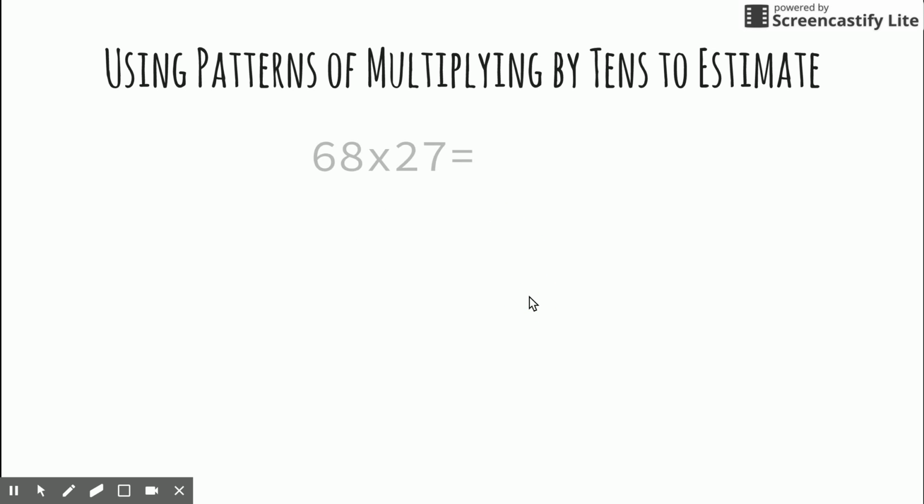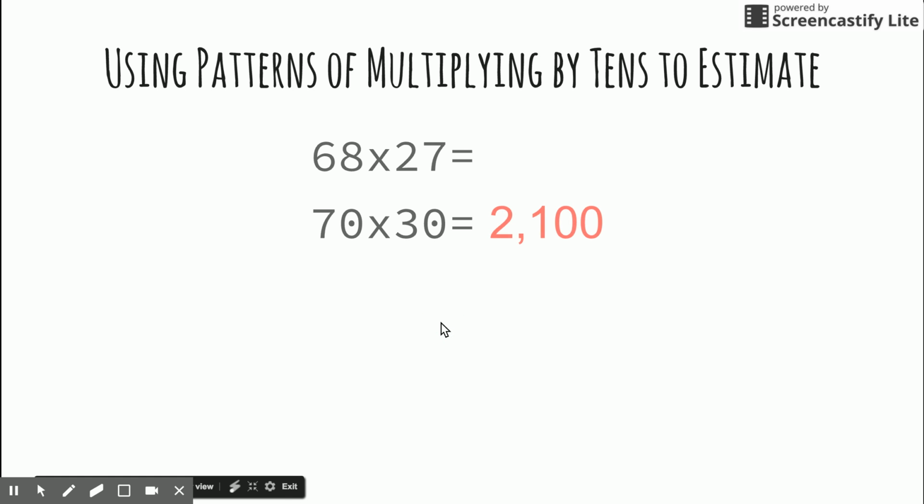Another example of one you might want to estimate would be with 68 times 27. If I have 68 notebooks and each have 27 pages inside, about how many pages would I have? We could do a similar thing as last time with rounding. 68 rounds to 70, 27 rounds to 30. So now I have a much simpler problem, and I could use the trick that we learned before, 7 times 3 equals 21, and then tack on those 2 zeros, which would be 2,100.